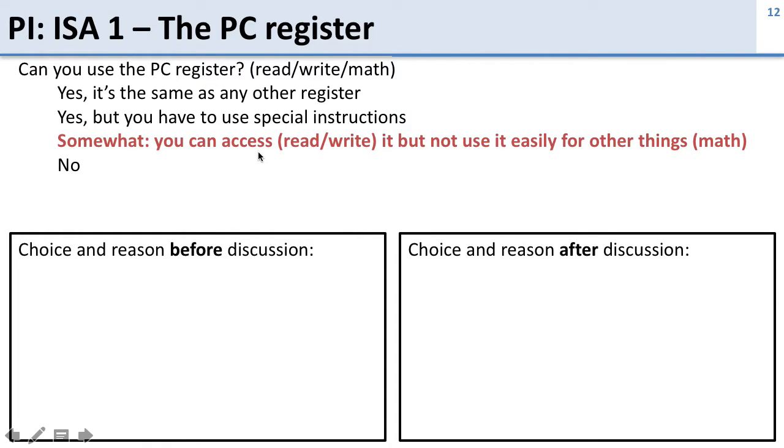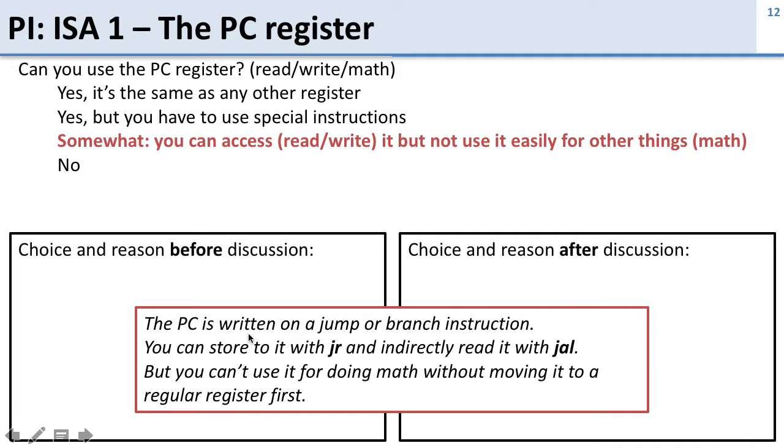So you can do things with it. You can read and write it, and think about how, but you can't really use it for math. So if we look into this in detail, we do write it whenever we have a jump or branch, and we can access it directly if we store to it with a JR, or indirectly if we use a JAL. So by using JR, we can go ahead and write to it, and if we want to read it, we can use a JAL, which will allow us to pull the information out of it. But it's really hard to use it in general. So we can somewhat use it, but it's not a regular register.